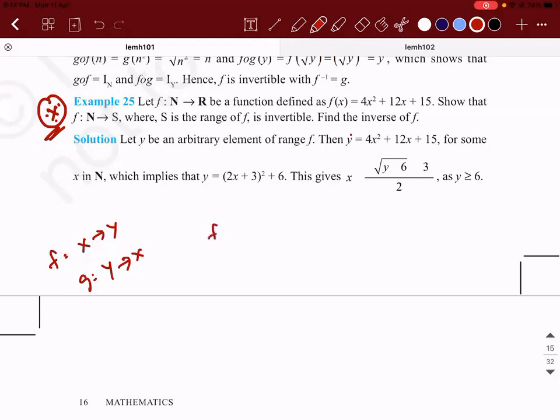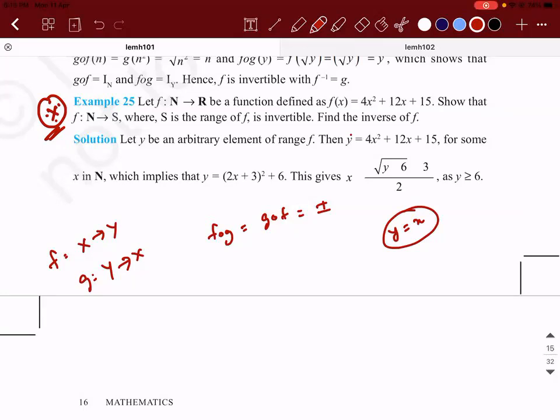So f circle g is equal to g circle f will give you an identity function, I_x or I_y, that's a different story. But to summarize, they're going to give you an identity function. What do you mean by identity function? y is equal to x. Correct? So when you do the composite of these two functions, it gives you I.